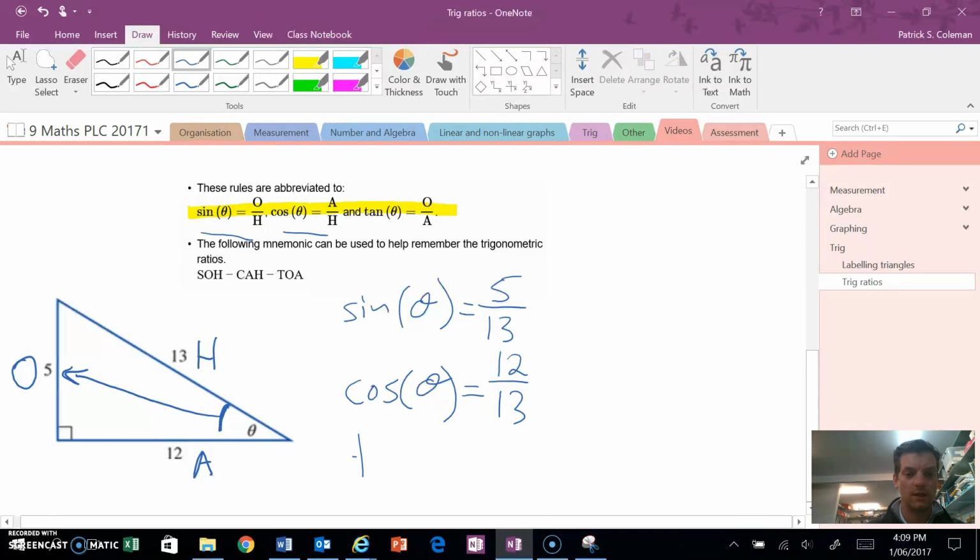Now let's have a look at tan. Tan theta equals O over A. Our O value is 5, and our A value is 12.